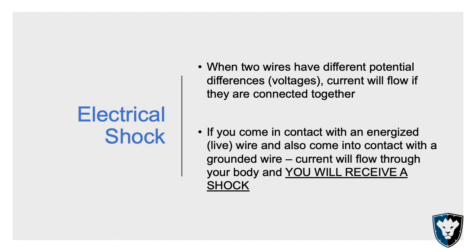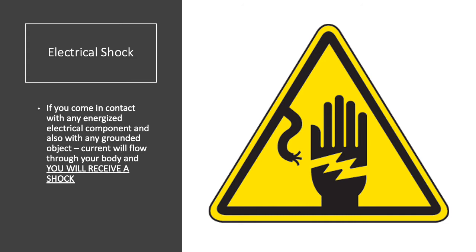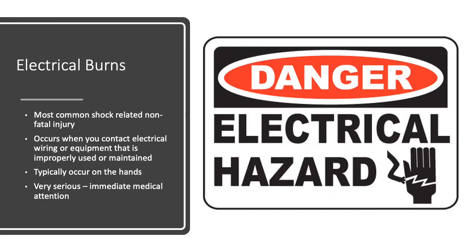It typically happens when two wires have different potential voltages, and then current's going to flow through them. If you come in contact with one of these, then you will receive a shock. Current will flow through your body. And if you come into contact with any grounded object, current will flow through your body. You'll essentially become part of the ground, because the ground draws the current since it's made of water, and you are also made of 70% water, so it will ground to you.